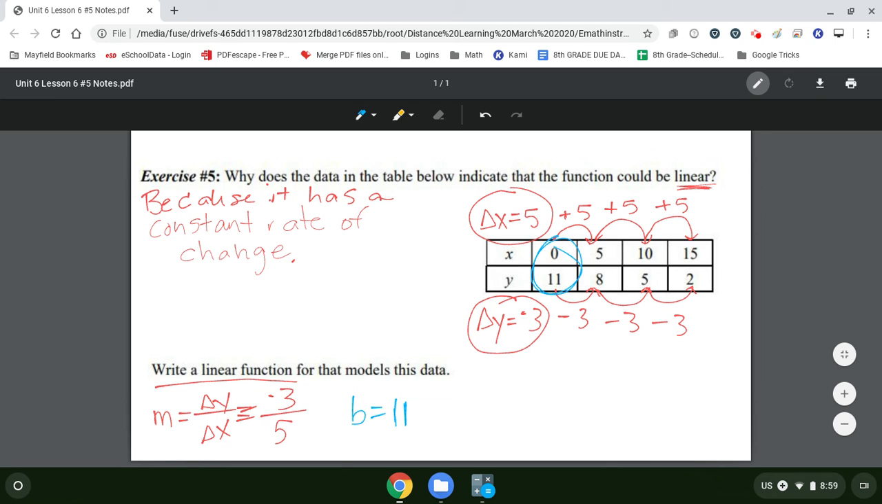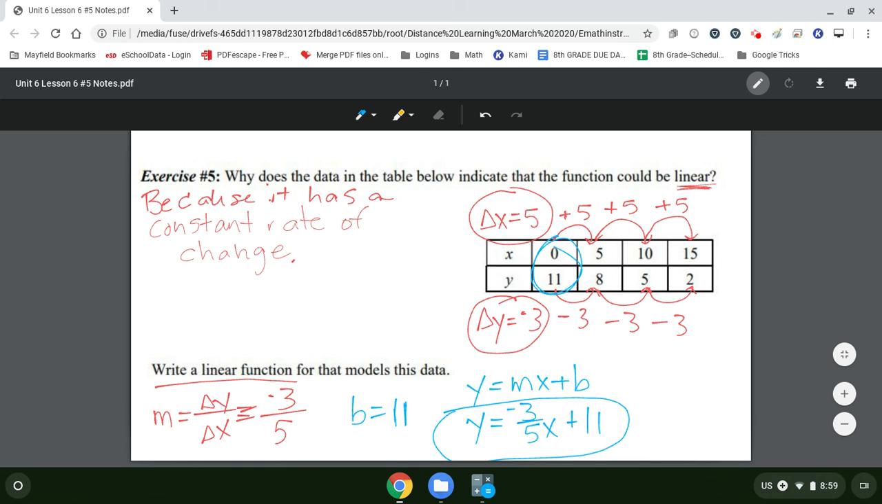So now I can write a linear function, just like you've been doing, also using y equals mx plus b, and fill it in. y equals negative 3 over 5 x plus 11. And there's my linear function that models the data.